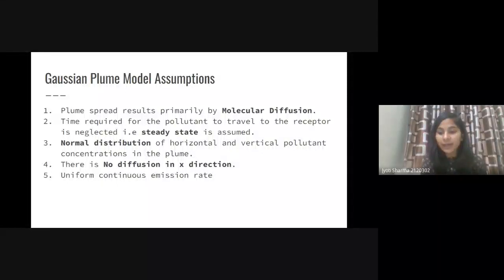We are assuming that our emission rate, the rate with which this plume is coming towards the receptor, is constant. For example, it is 5 meter cube per second. Okay, so these are only assumptions, they are not the reality, and we are assuming such things to make our equation very simplified.